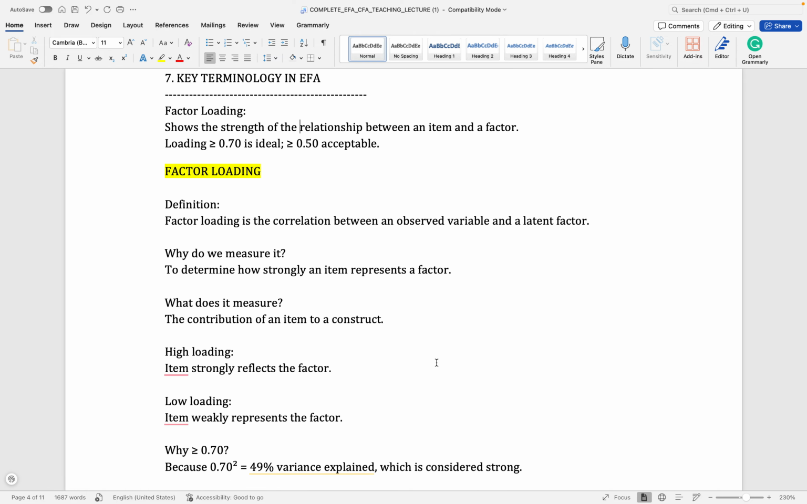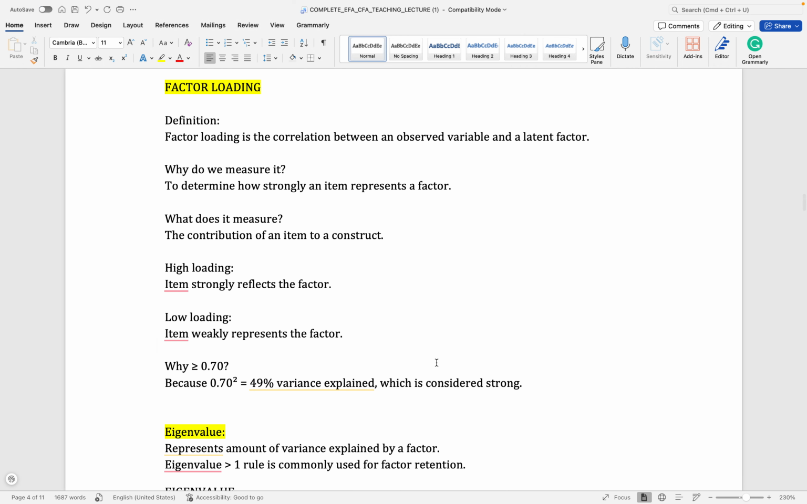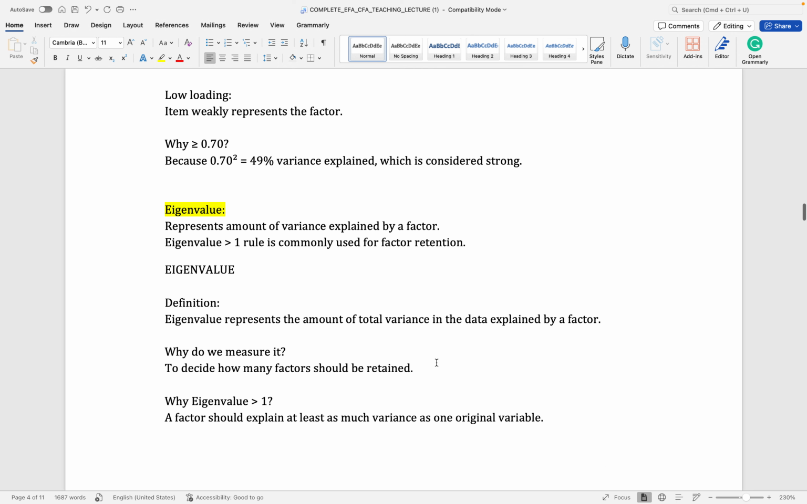Factor loading definition: factor loading is the correlation between an observed variable and a latent factor. Why do we measure it? To determine how strongly an item represents a factor. What does it measure? The contribution of an item to a construct. High loading items strongly reflect the factor. Low loading items weakly represent the factor. Why 0.70? Because 0.70 squared is equal to 49% variance explained, which is considered strong.